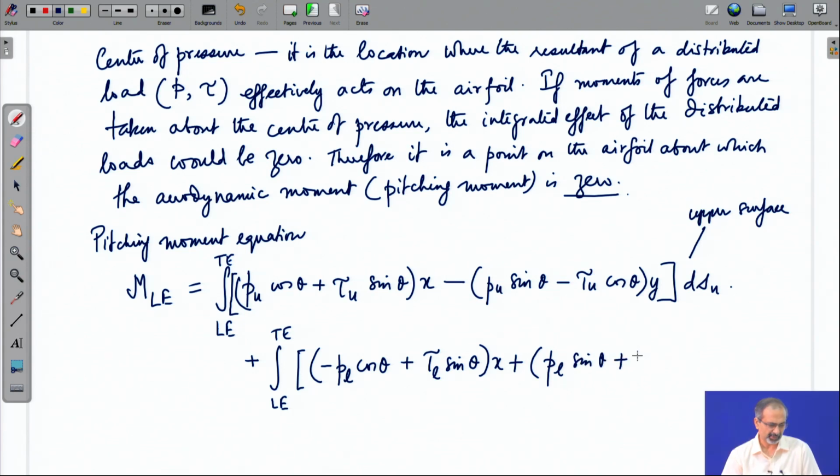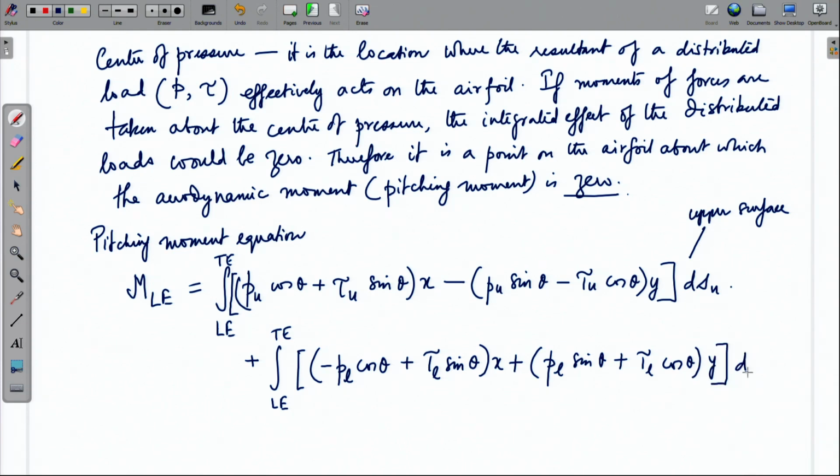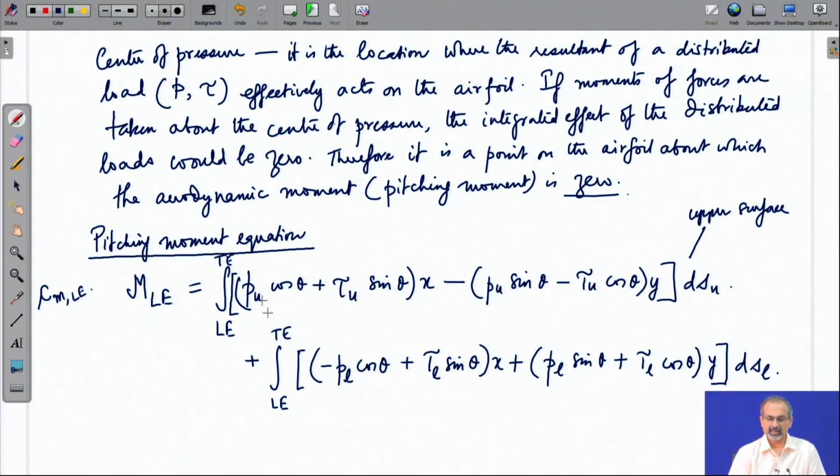So, based on a particular airfoil shape and a particular pressure and shear stress distribution, you would be able to integrate this. You can of course integrate it even in a non-dimensional sense, in the sense of the coefficients, and then you would end up getting Cm, the pitching moment coefficient about the leading edge. So, whether dimensional or non-dimensional, this is how you would go about calculating the pitching moment. And here, in the context of the center of pressure, we found that it is a point on the airfoil about which the aerodynamic moment, the net moment, will turn out to be 0.